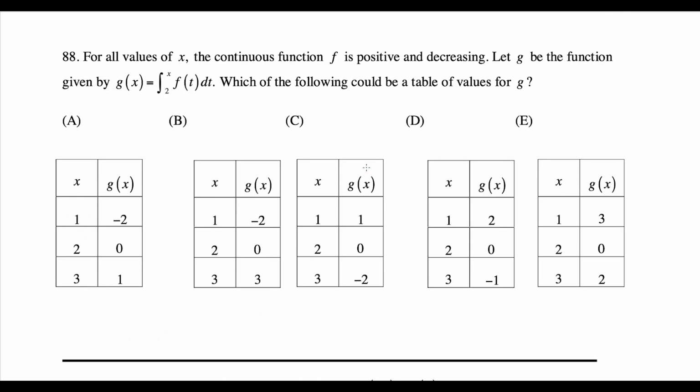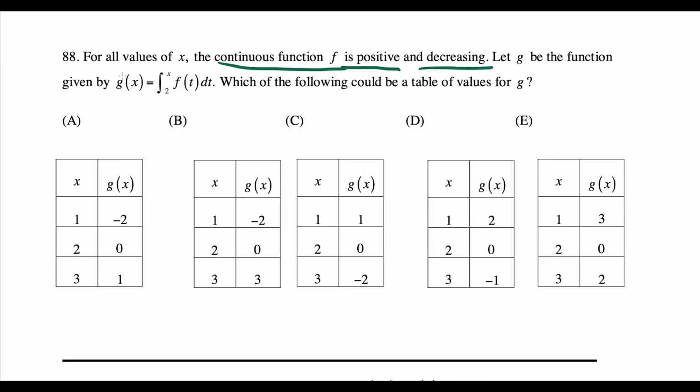Now 88 is a really good question. You have to read very carefully here to be able to get the correct answer choice. So we're told here we have a continuous function f, and f is positive and decreasing. So we have g is the function g of x equals this area function here. We want to know which of the following could be a table of values for g of x.